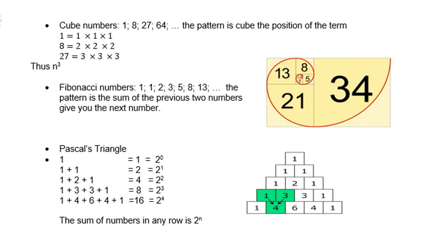Pascal's triangle: 1 is 2 to the power 0, 1 plus 1 is 2, which is 2 to the power 1, 1 plus 2 plus 1 is 4, which is 2 to the power 2, 1 plus 3 plus 3 plus 1 is 8, which is 2 to the power 3, 1 plus 4 plus 6 plus 4 plus 1 is 16, 2 to the power 4. So can you see the pattern? 2 to the power 0, 2 to the power 1, 2 to the power 2, 2 to the power 3, 2 to the power 4, so therefore 2 to the power n. If you look at the diagram, you can see very clearly how the pattern is formed.